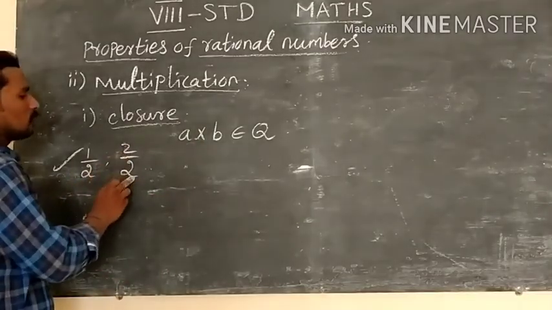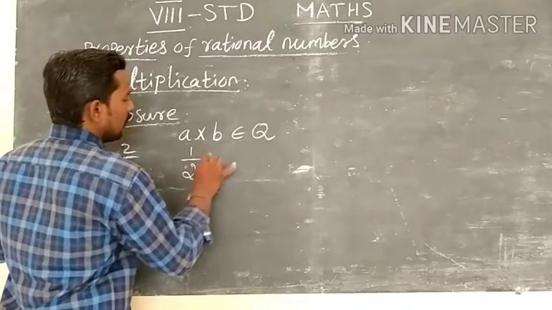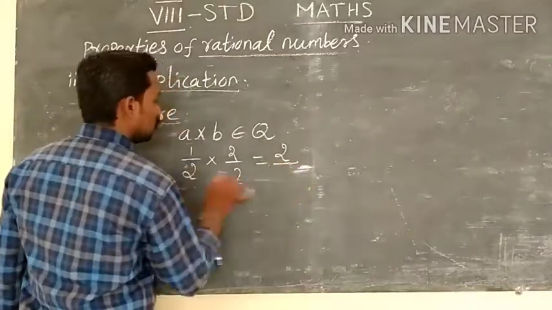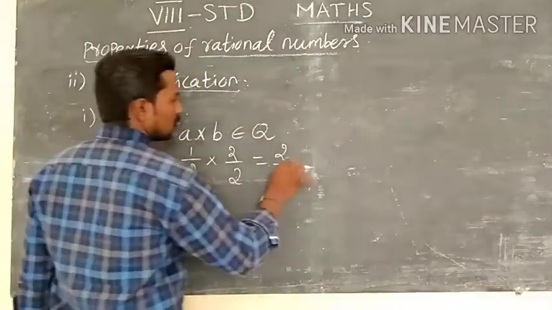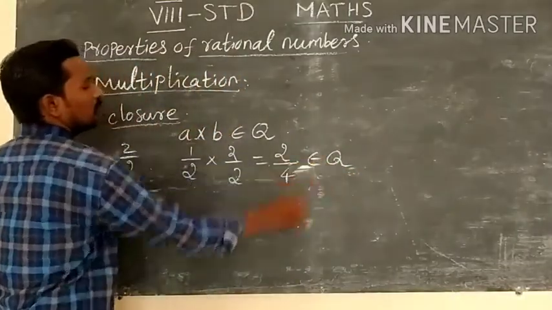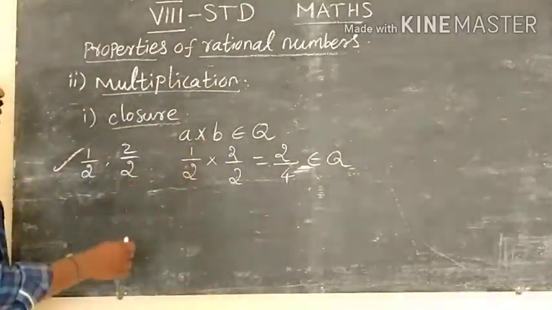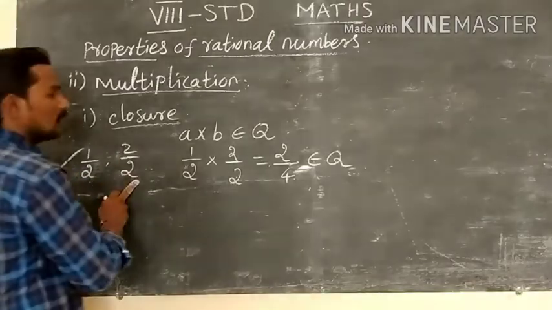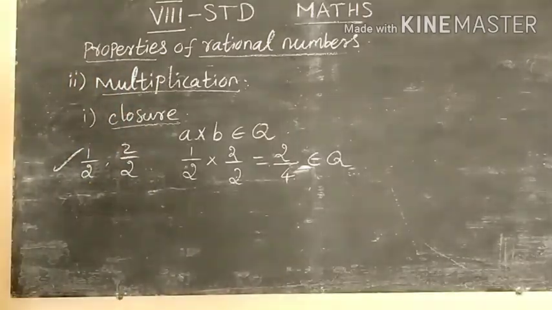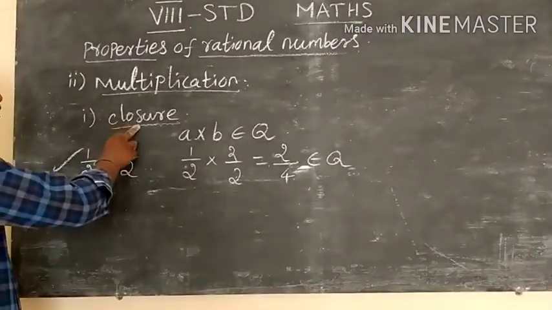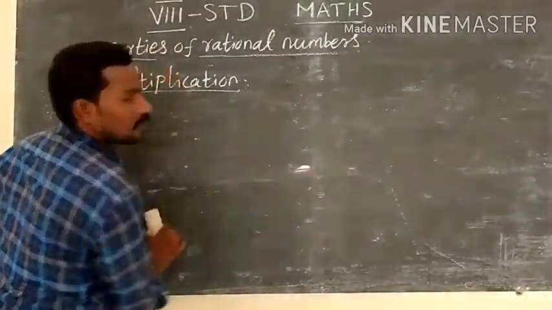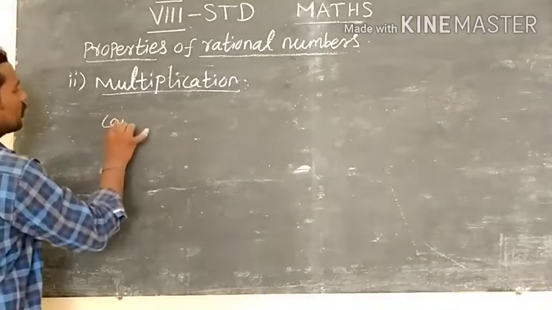1/2 comma 2/2 means 1/2 times 2/2, which is equal to 2/4. This belongs to Q because 2/4 is a rational number. Okay, the result is also a rational number. When you select any two rational numbers, the multiplication of the two numbers is also a rational number. Okay, this is the closure property. Closure property is true under multiplication. Next, the commutative property.